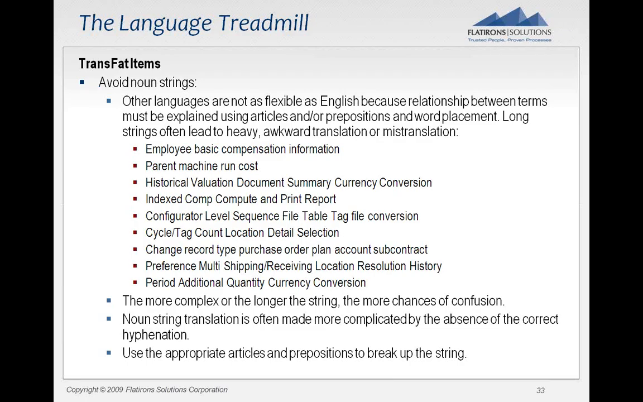Other trans-fat items are noun strings. These just drive translators very crazy, where you have a multiple set of noun strings. The index, comp, compute, and print report. It's really hard to know what's modifying what and what the object is. A lot of times they are not hyphenated as they should be. Sometimes it's unavoidable, but it is easier to have prepositions and articles, like the report for index computation, or something to get out of the juxtaposing noun, modifier, noun, modifier, noun string that is very confusing.